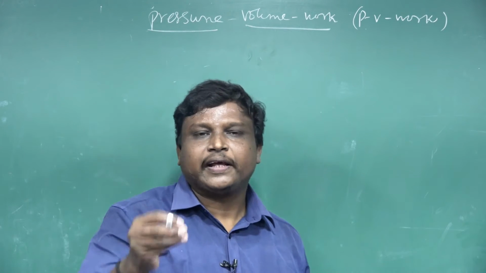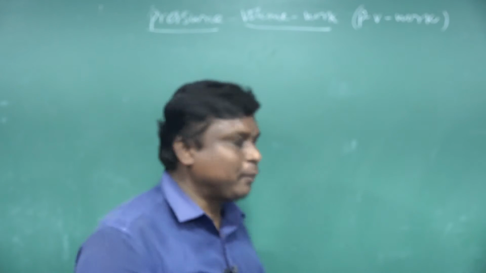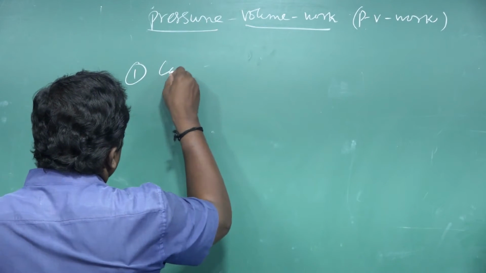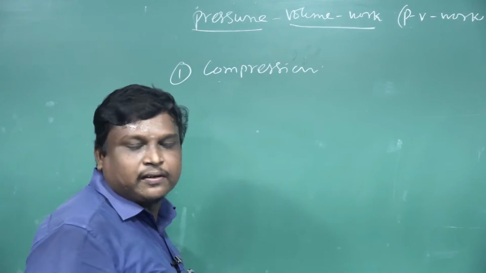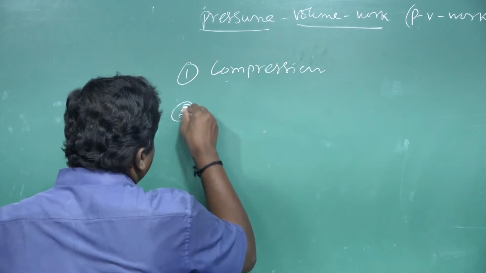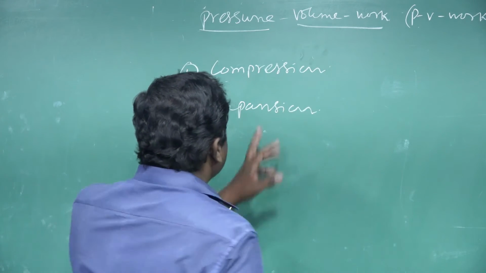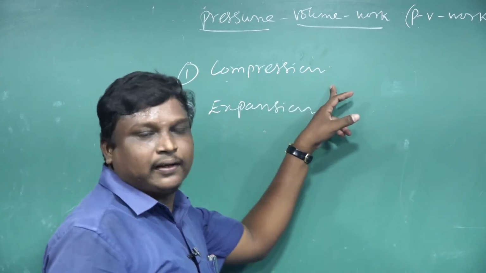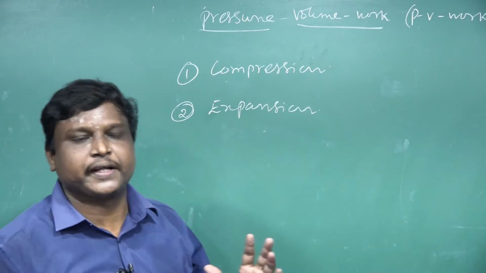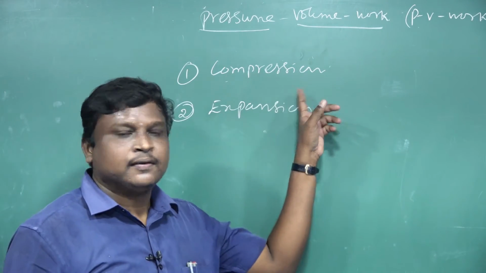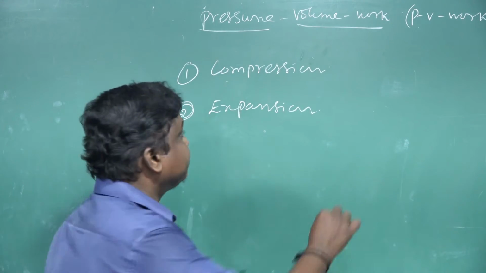Generally, thermodynamically, work on a gas has two kinds of possibility. First, number one, compression. Second one, expansion. Compression is work done on the gas, and expansion is work done by the gas. Okay, let us consider them one by one.